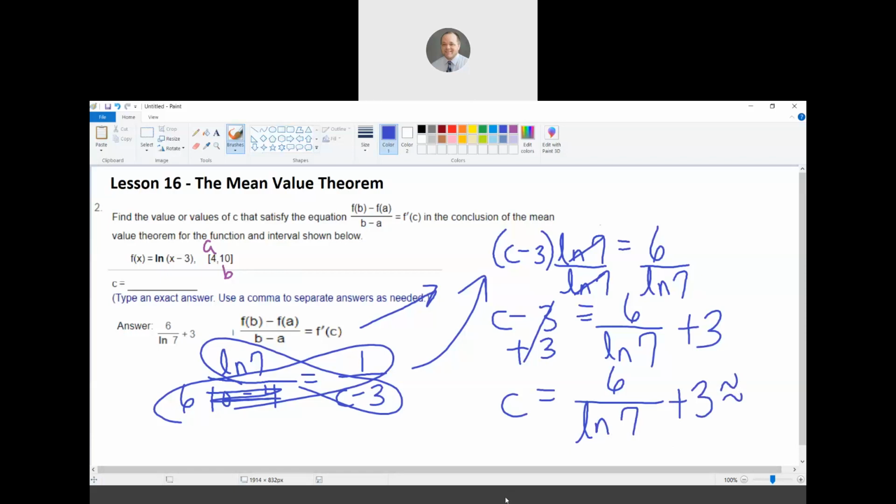And off screen, let me pull up my calculator and put this answer in and see if our answer falls between 4 and 10. So 6 divided by natural log of 7 plus 3. As a decimal, our answer is roughly 6.08. So yeah, because that falls in between 4 and 10, our C would satisfy the mean value theorem.